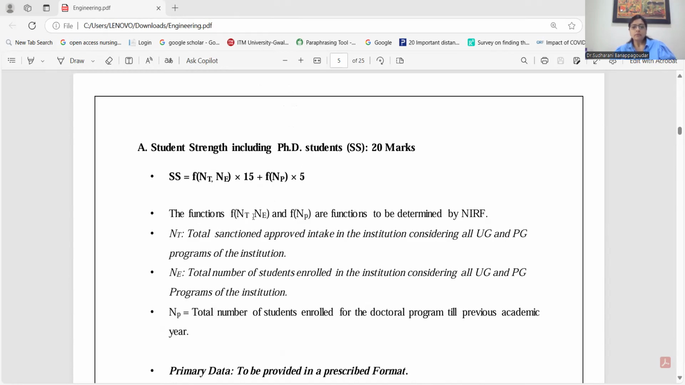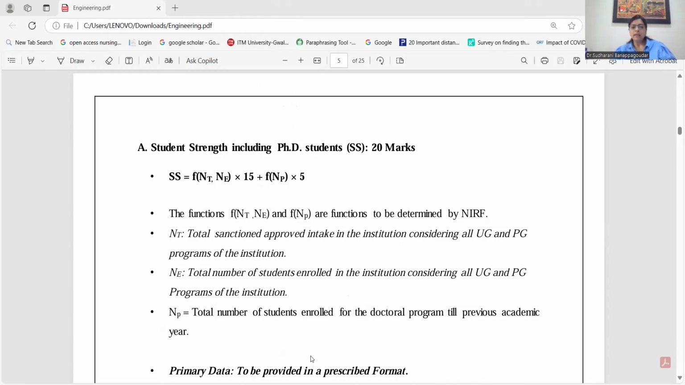Now, if you see the functions of NT, NE and NP, what I was telling, they all will be determined by the NIRF only. Now, what does NT stand for? NT is the total sanctioned approved intake in the institution considering all the UG and PG programs of the institution. It means the complete approved intake. What is the approved intake for the UG and PG programs in that particular institution?